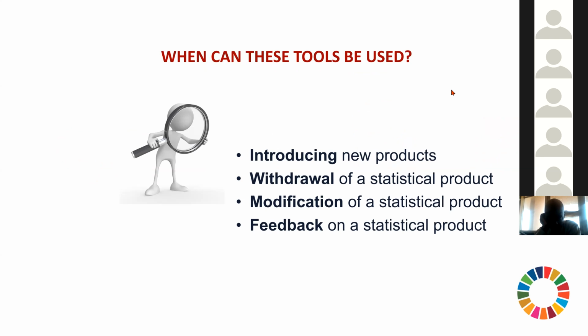Then, for example, if an NSO has been producing a statistical product for 20 years, but would like to hear which specific module is not being used, because we all know that when you're collecting data, the number of questions in the questionnaire really impacts the quality of data. So we want to see what is redundant and maybe consider reducing a module based on feedback from the user or usability of the data. And then the modification of a statistical product, this also relates to the example that I just gave on the module. And then lastly, we have the feedback on a statistical product. This could be through a user satisfaction survey, focus group discussion, or any other tool that you have found effective in your context.